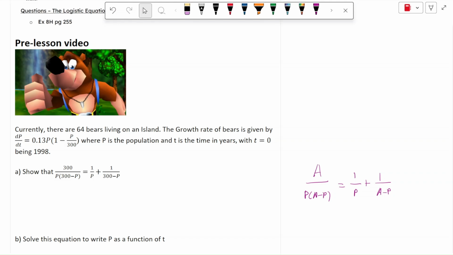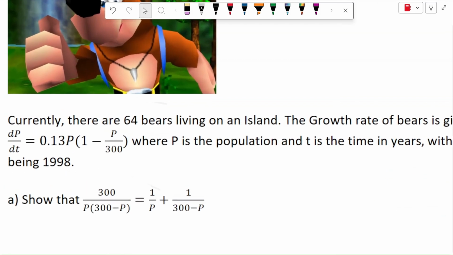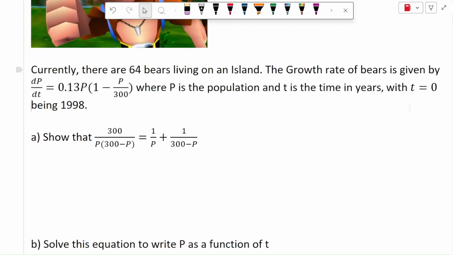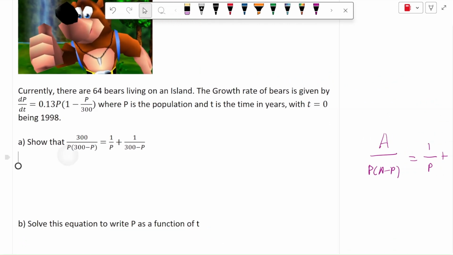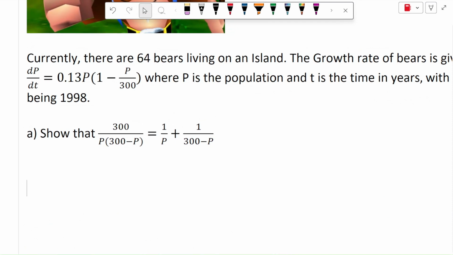In this video, we're solving the logistic equation. Now, the logistic equation generally looks something like this, and it's a very long process to solve. Usually, step one is to verify that something like this is true. So, if it was like an exam question, you'd normally be given this as a part A.